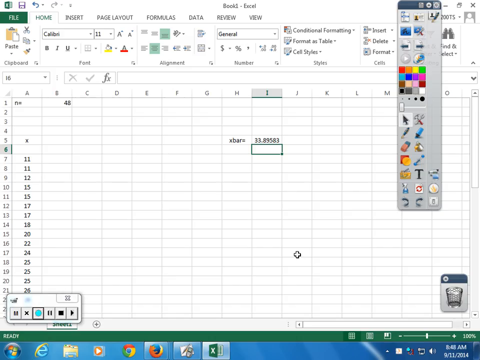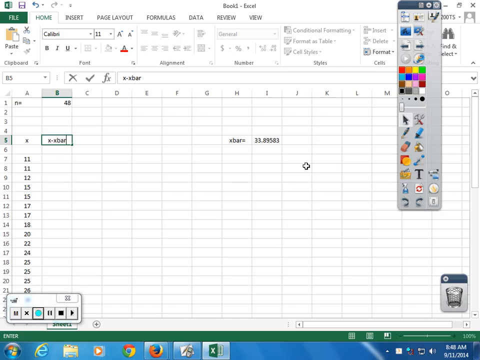Everybody get that number? I'm bringing you a magnifying glass so you can use it. 33.9. Is that what y'all got? All right, now what are we going to do with that 33.9? We're going to subtract it from each one.